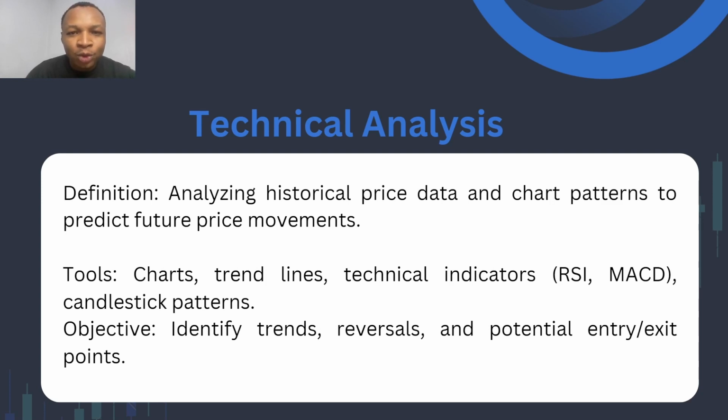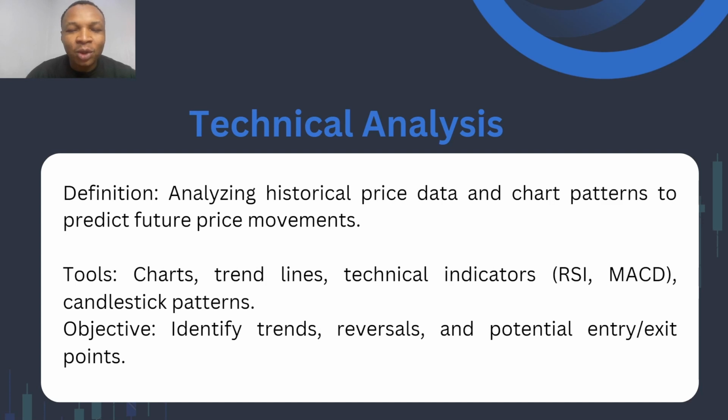And we have a few tools that we use for that. Part of the tools obviously is a chart, and then we also have trend lines, technical indicators, and candlestick patterns. All right. So these are tools that we use to do our technical analysis. We use them to analyze what has happened in the past and then to forecast when those kind of things are going to happen in the future.